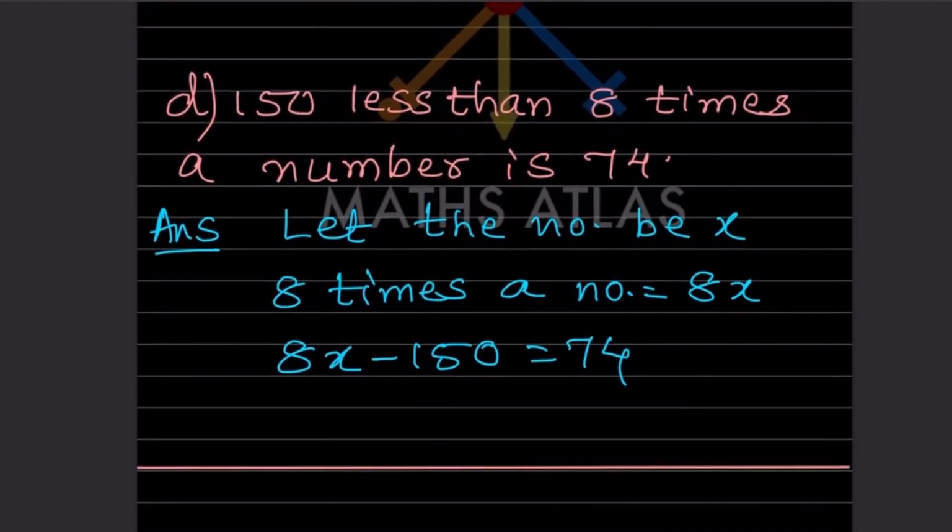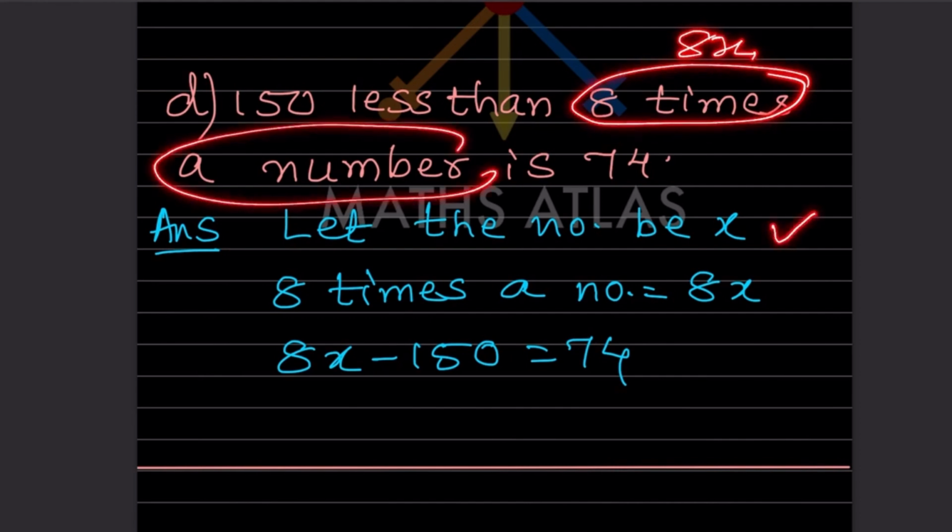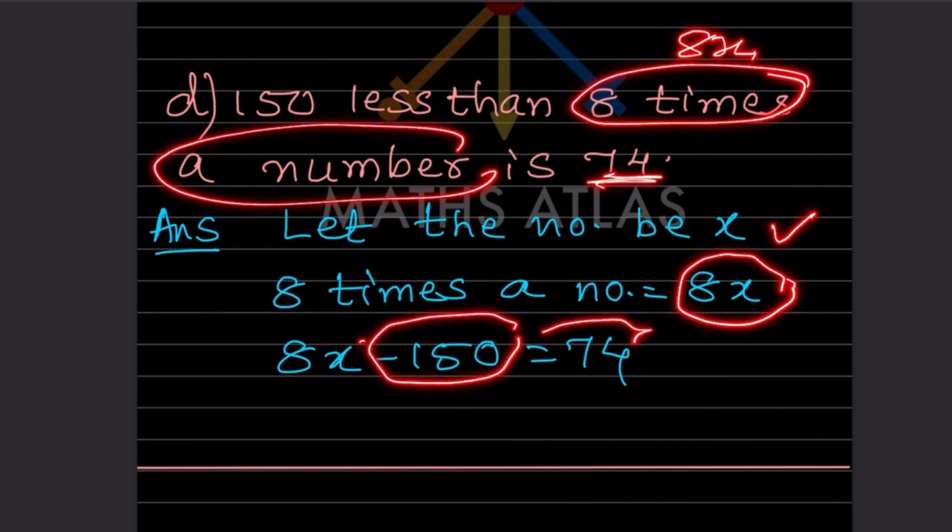Now the next says that 150 less than 8 times a number is 74. 8 times means this is going to be 8x. A number means let me consider the number as x. 8 times a number means that is going to be 8x. And 150 less means 8x minus 150, and is 74 means is equal to 74.